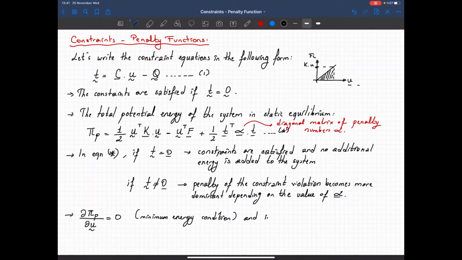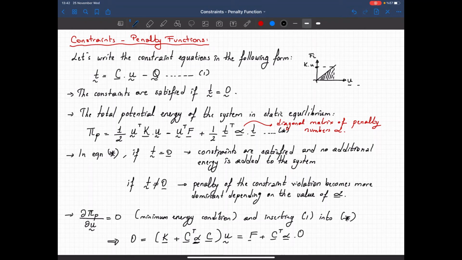This is the minimum energy condition. And inserting equation 1 into star, we get the following relationship. 0 is equal to K plus alpha C transpose times C multiplied by U is equal to F plus C transpose alpha times Q.